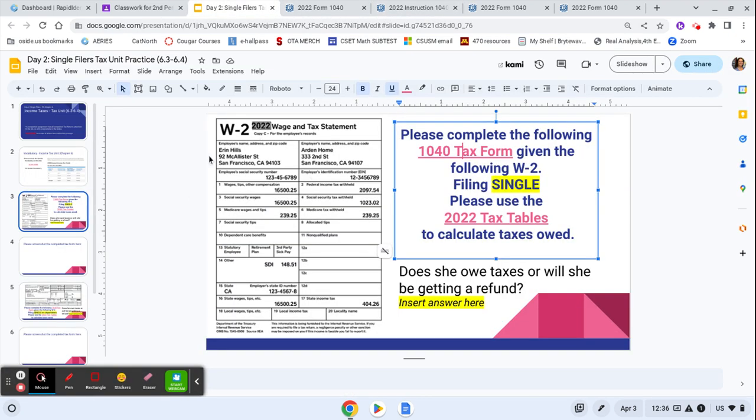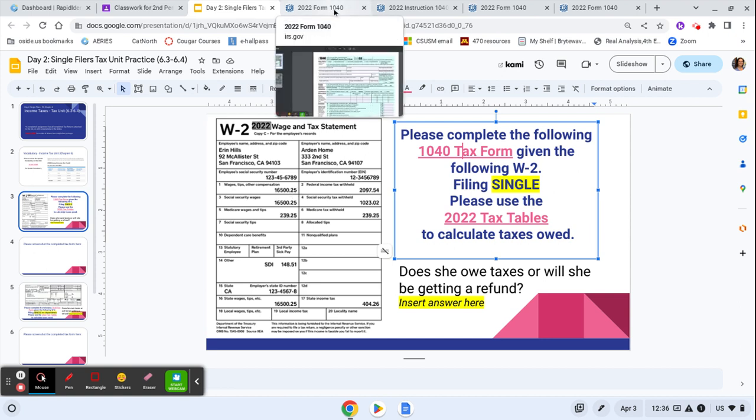So this first person we're going to be filing a return for is Erin Hills at 92 McAllister Street in San Francisco. Notice that we get her name and address here and are given a social security number in the box below. And it shows that the wages, tips are $16,500. So we're going to go now into the form.